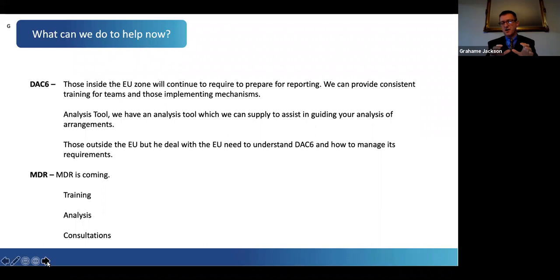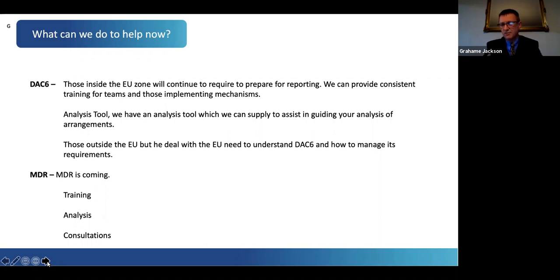There are a lot of fiduciaries and intermediaries that have offices all over. I know I've got one locally who's got offices in Cyprus, Malta, Portugal. So we can provide that kind of consistent training, an overview of the framework of DAC6, and help your people understand and how to implement the mechanisms.